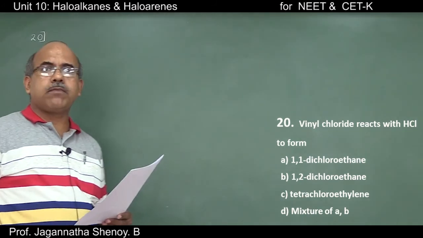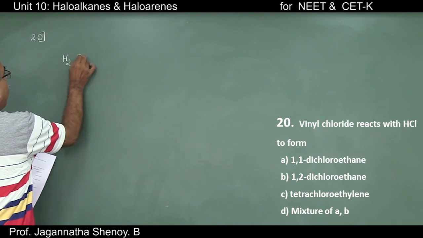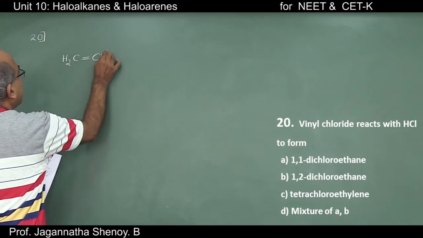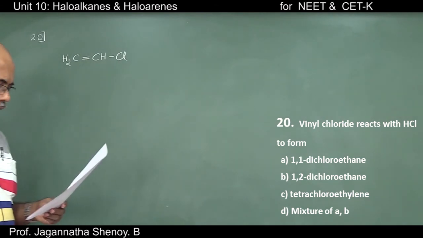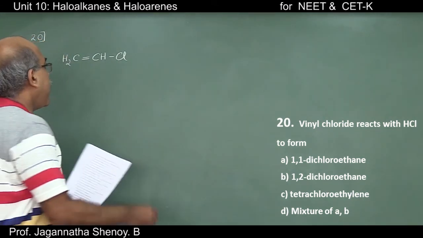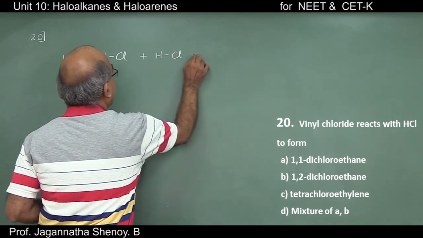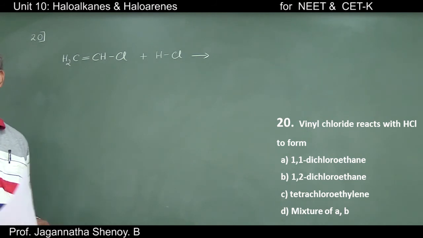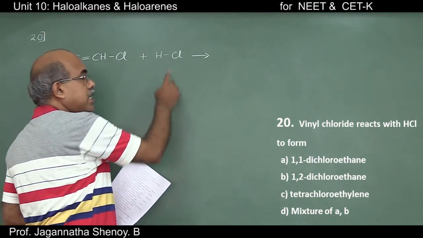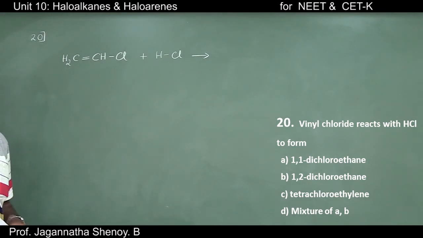Let us start from vinyl chloride. Vinyl chloride you are aware of, it is CH2 double bond CH, single bond Cl. I'll add HCl to it. In this case, you can make out that the substrate is unsymmetrical. The adding species is again unsymmetrical. Markovnikov's rule comes into picture.